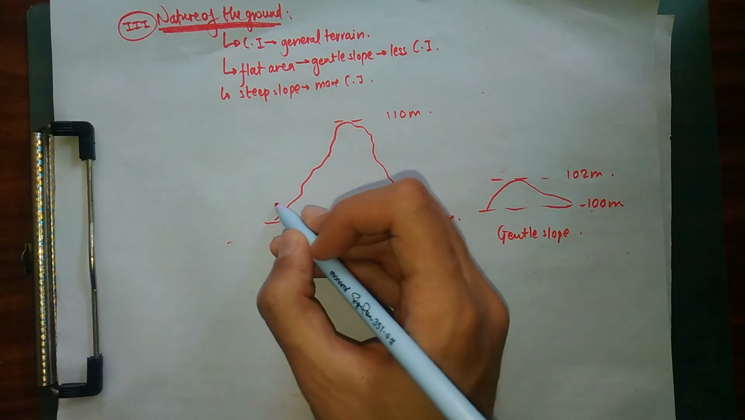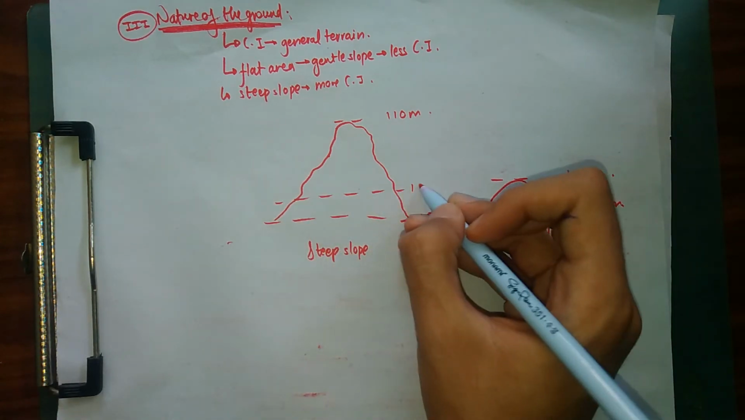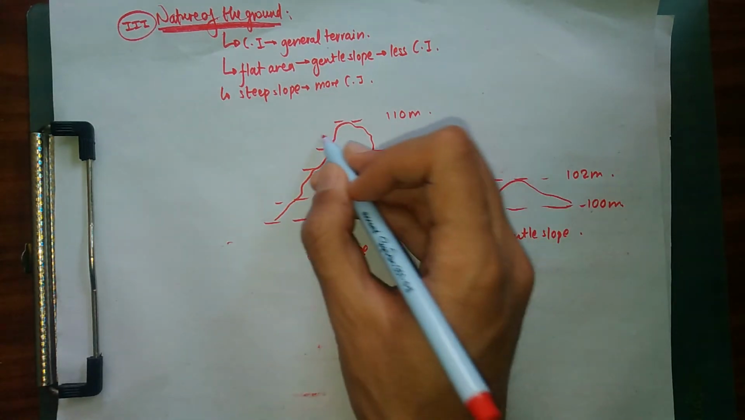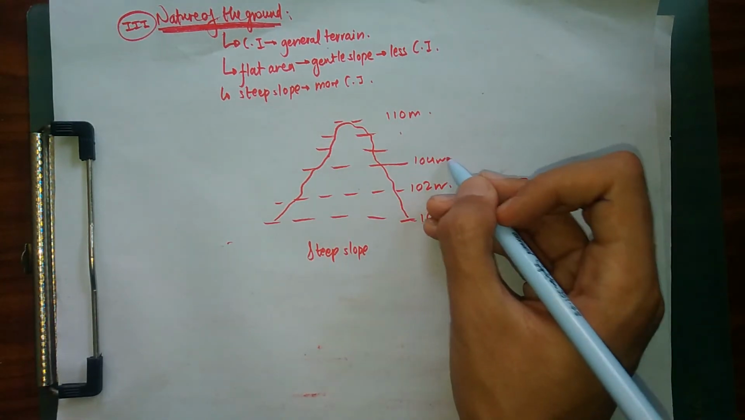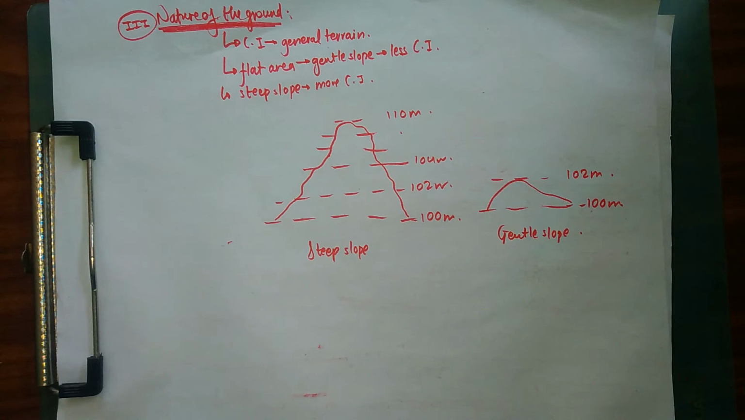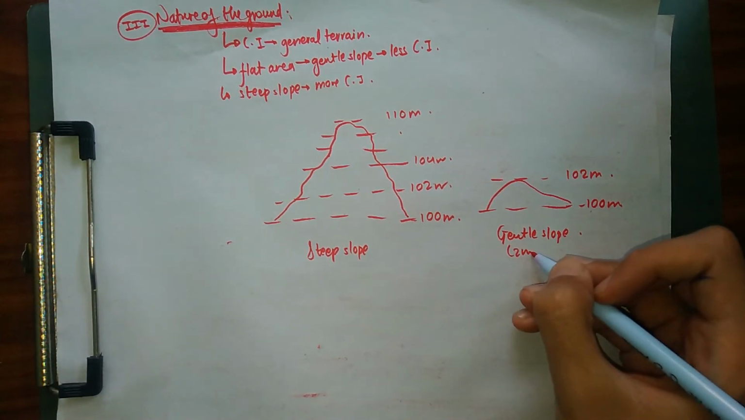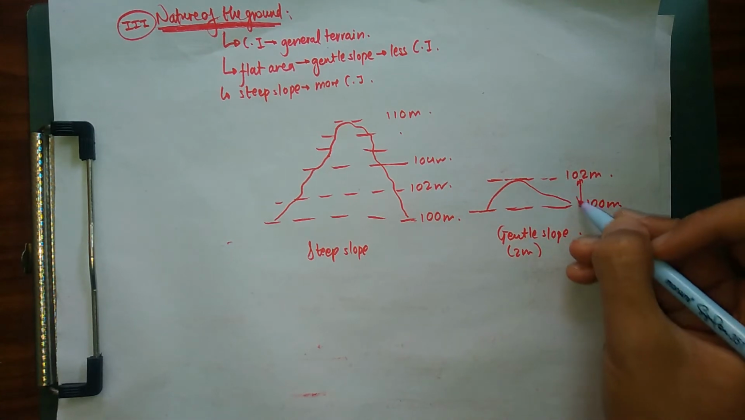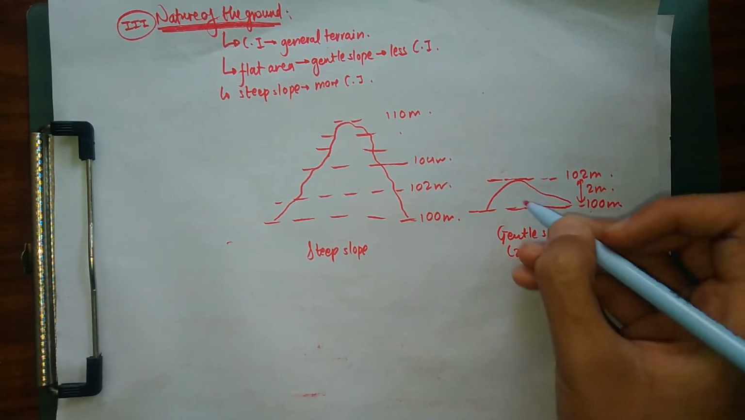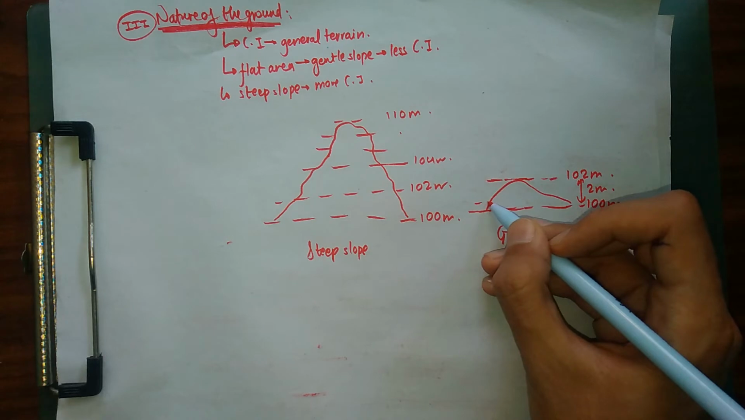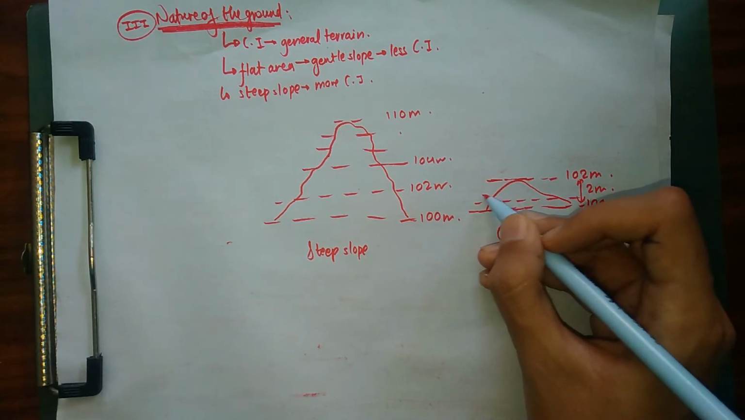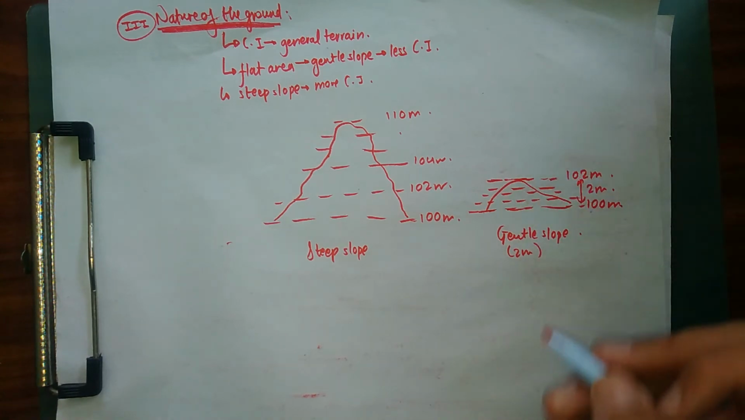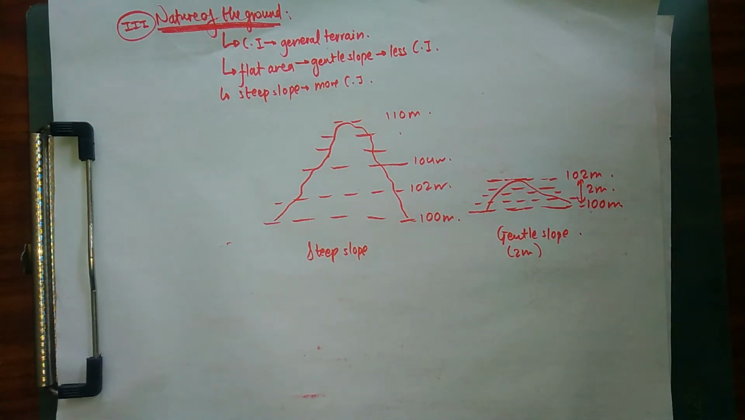If you choose a contour interval of 2 meters, you get 102 meters, 104 meters, similarly 108 and 110, so you get the basic idea. But in the gentle case, if I choose a contour interval of 2 meters, I'm going to get no contour lines, because there is just a total elevation difference of 2 meters. If I instead choose a contour interval of 0.5 meter, 100.5, 101, 101.5, 102, I'm going to get many more contour lines, and I'm going to get a better idea of my terrain.